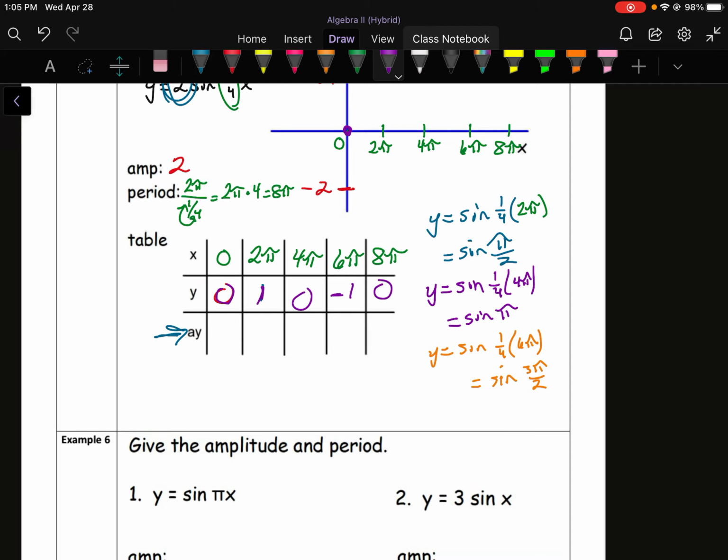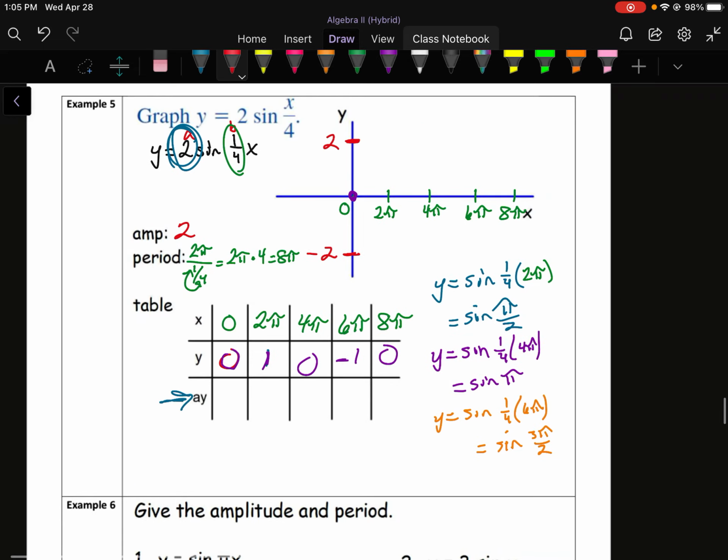You're going to start at 0, you're going to go up, down through 0 again, down to your bottom, and then back up to 0, and it's going to end there. So where does the a times y come into play? Well, you just take that y column, multiply everything by 2, so 0, 2, 0, -2, 0, and then you can kind of cross that out if you want. But then you have your points.